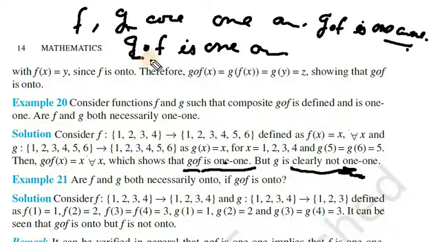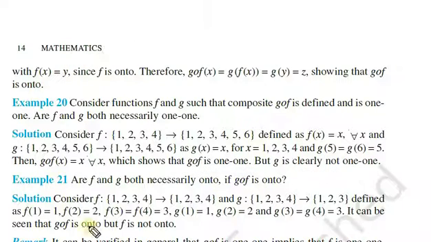It is given that g of f is 1-1, it doesn't imply that both f and g are 1-1. g may be 1-1 in some case, but it is not necessarily that g must be 1-1. But whenever f and g both are 1-1, then g of f must be 1-1. In the case of onto also you have the same condition. If both f and g are onto, then g of f is onto.